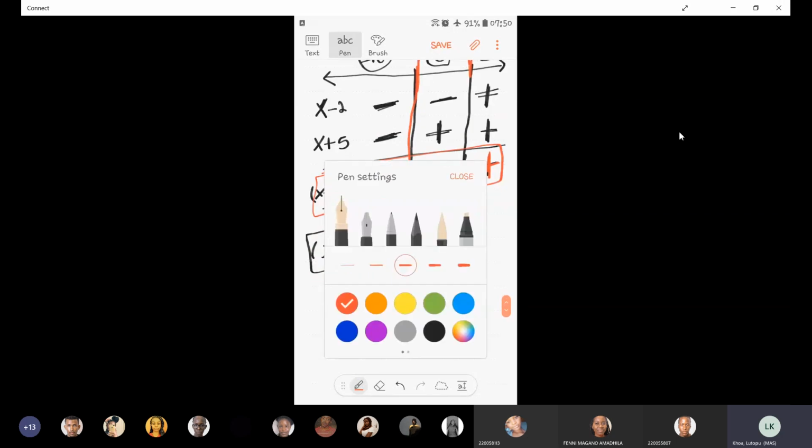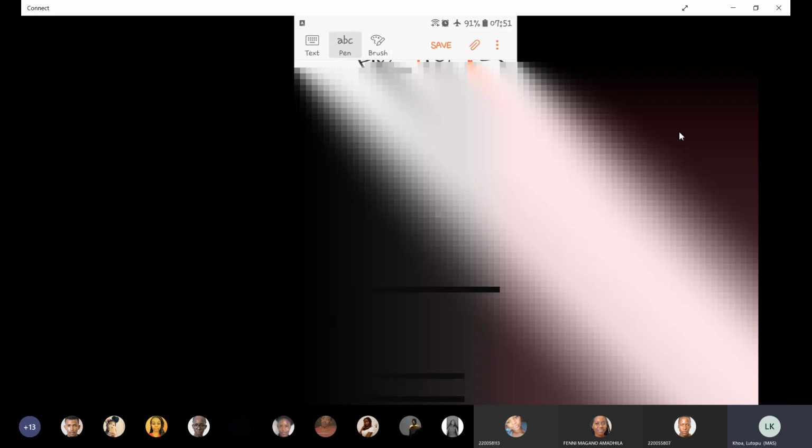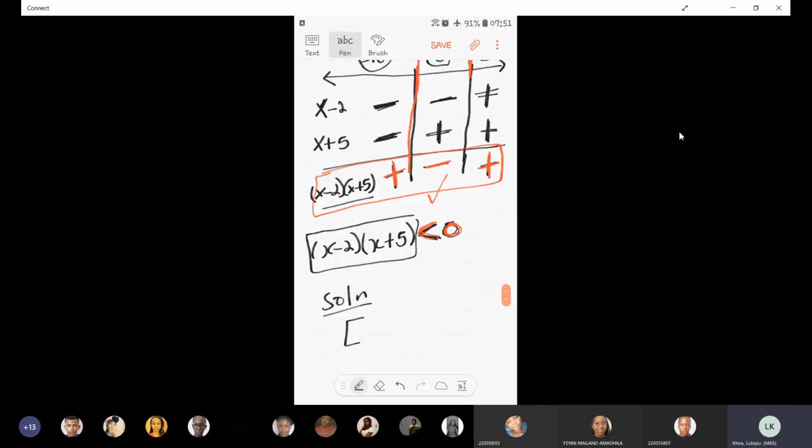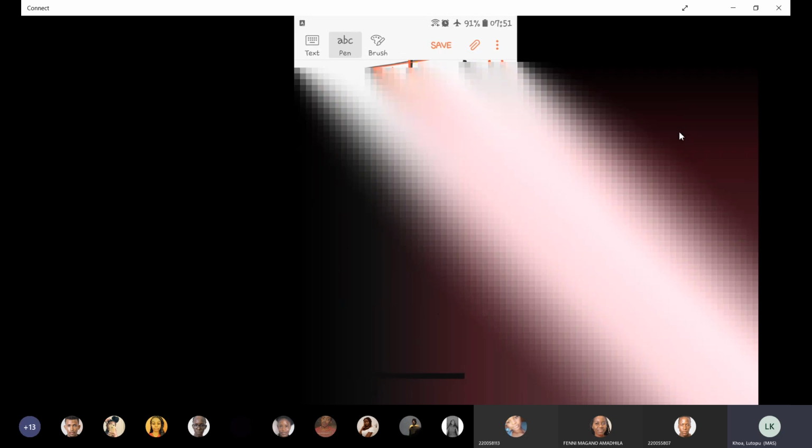So our solution, this is numbers from negative 5 to positive 2. And these are not included because of my sign over here. There is no less than or equal to, so the equal to sign is not included. So negative 5 and 2 are not included. And I can also represent this on my number line. I have negative 5 here, I have 2 here. An open circle means it is not included.